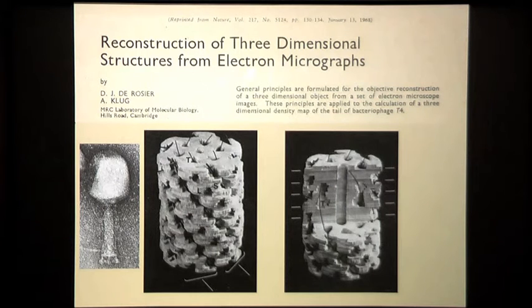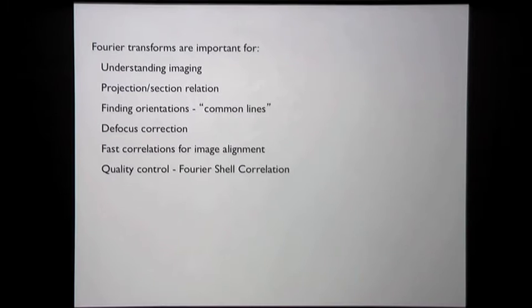And this they exploited. And they also introduced the idea of the use of a mathematical device called a Fourier Transform, which you're going to hear quite a lot about this week, and is really key for understanding this. Fourier Transforms are important for understanding the imaging in the microscope. They're important for something called the projection-section relationship, which I'm going to come to in just a moment. You can use them for finding orientations of particles.